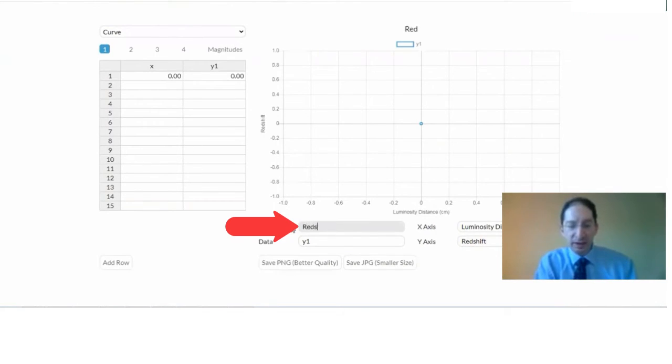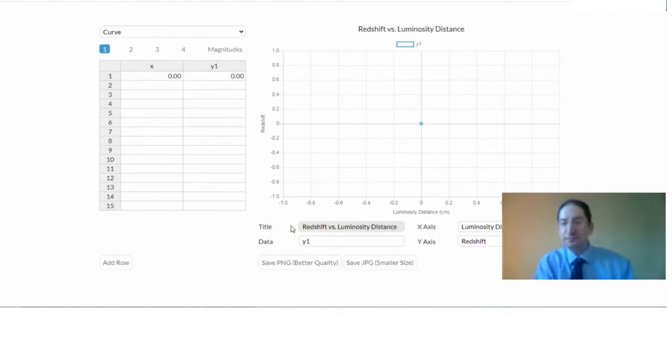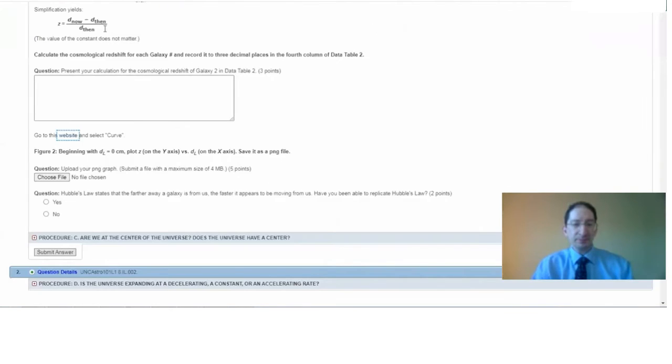The title can be simply redshift versus luminosity distance. And you'll plot it up and we'll see what it looks like. You can save it as a PNG, then upload it to WebAssign here. And then it asks you a question. Hubble's law states that the farther a galaxy is away from us, the faster it appears to be moving away from us. Have you replicated Hubble's law? If so, answer yes here.